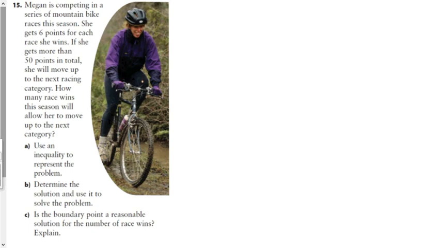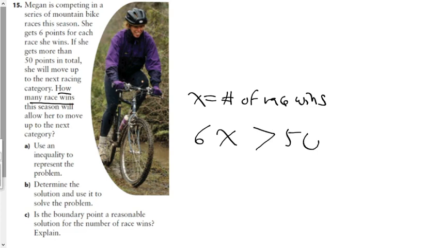So right now, X is going to be the number of race wins. How much does she get for each of those race wins? 6 points, right? So my expression will be 6 multiplied by the number of wins. That's how many points she gets. She needs more than 50, right? This value has to be greater than 50 in order for her to move up in the standings.